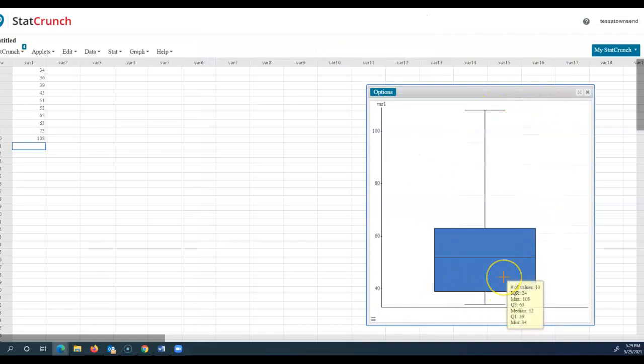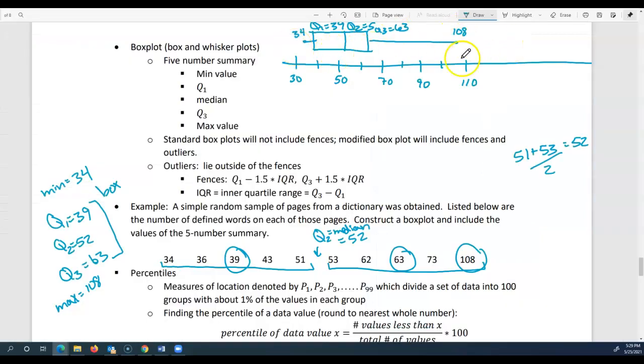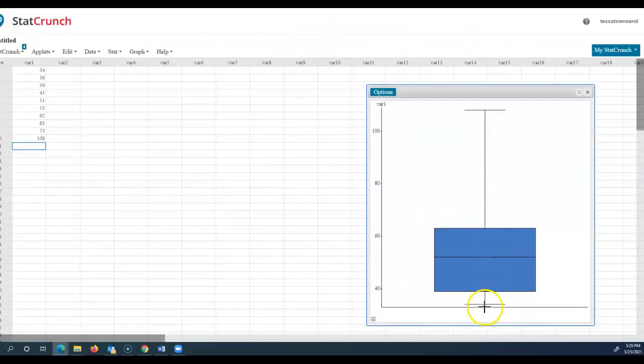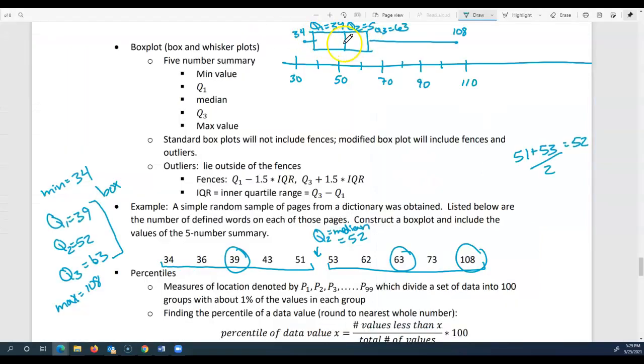Now StatCrunch does this vertically instead of horizontally. I drew it horizontally here. That's typically how we see it. But if we hover over, you can see the minimum values, quartile 1, median, quartile 3, and maximum values. And then it gives you this thing called the IQR. The IQR is actually how big that box is. And you can find it by taking quartile 3 and subtracting quartile 1. So it's how long the box is. So if we take that 63 minus 39, that's where the IQR is coming from.